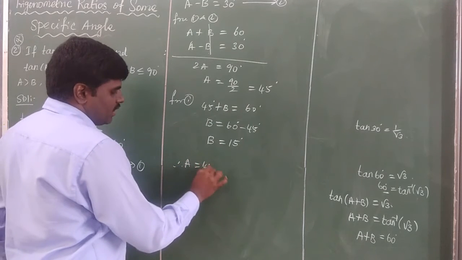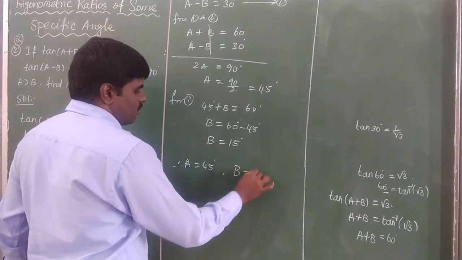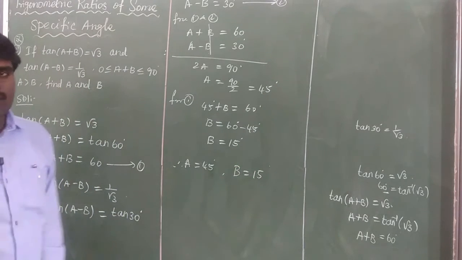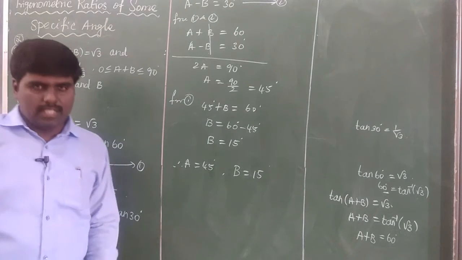So what are the conclusions? a is equal to 45 degree. Next, b is equal to 15 degree. Is that clear? Understood? Next time.